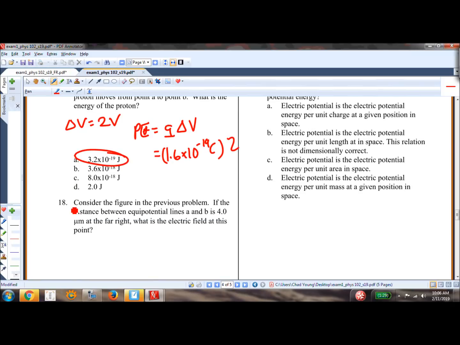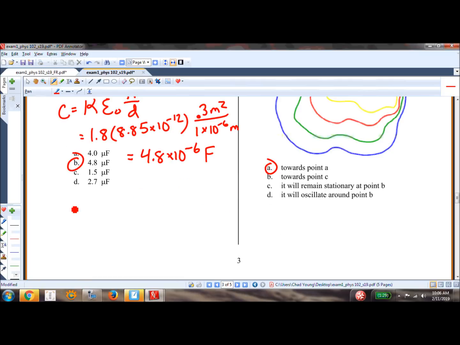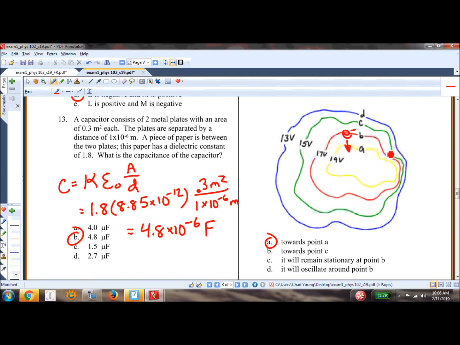If the distance between equal potential lines A and B is 4 microns to the far right, what is the electric field at this point? All right, let's go back and look at that. So here, notice the electric field is greatest over here, where the equal potential lines are close together. Over here, where they're farther apart, the electric field is less. So big electric field over here.